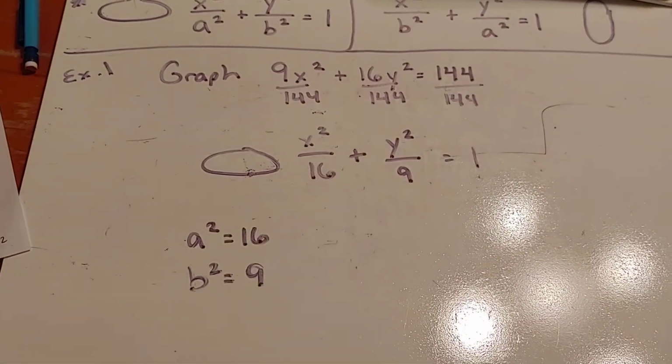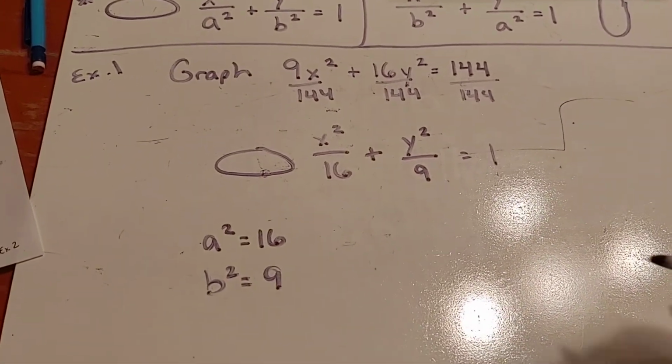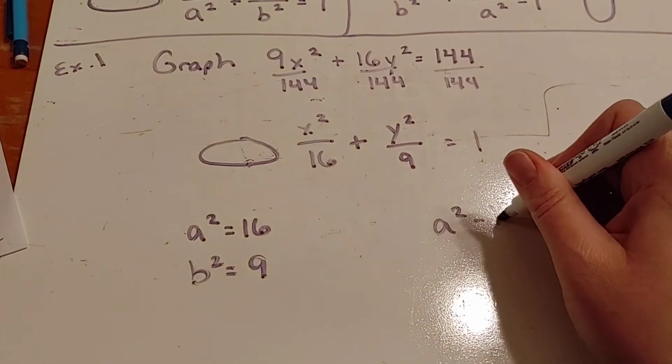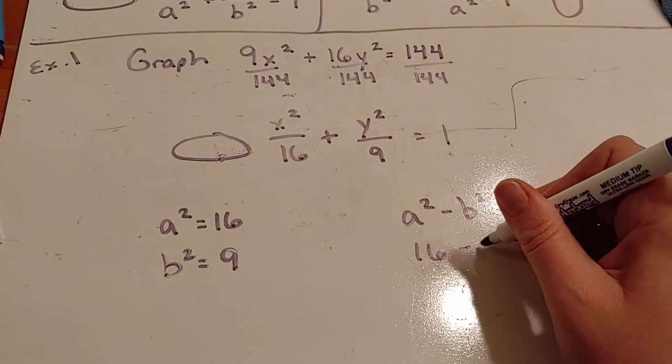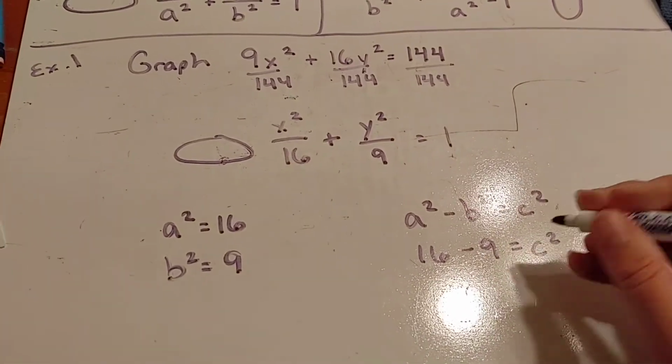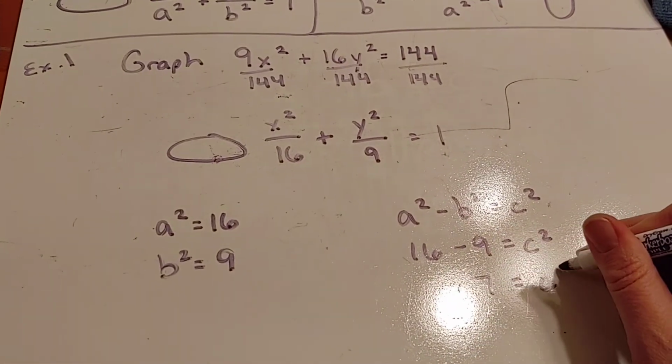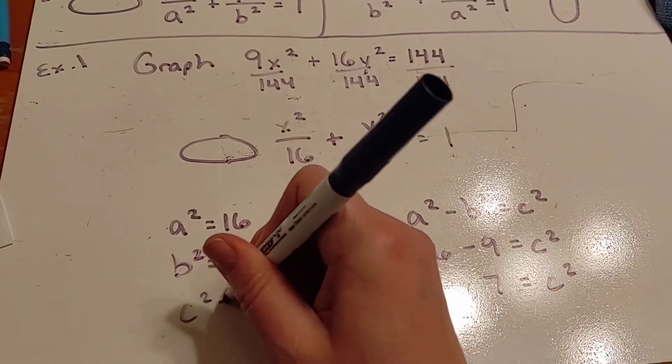Now, I said that we were going to use that strange equation, A squared minus B squared equals C squared, which means 16 minus 9 equals C squared. So 7 equals C squared.